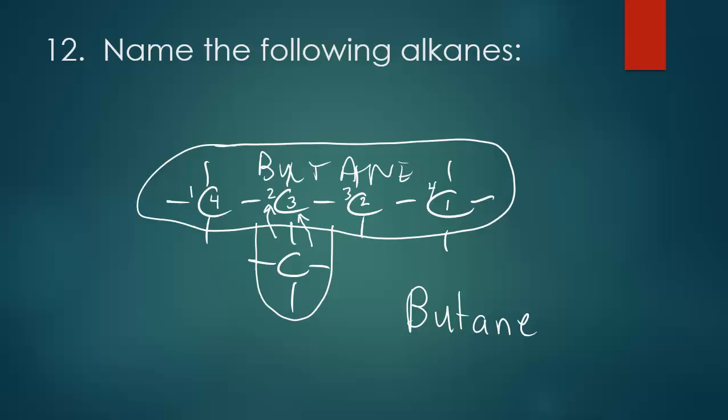Okay. 2. Now, how big is this branch? How many carbons in that branch? 1. What prefix do we use? Meth. And how do we end the branch? Yl. 2-methylbutane.